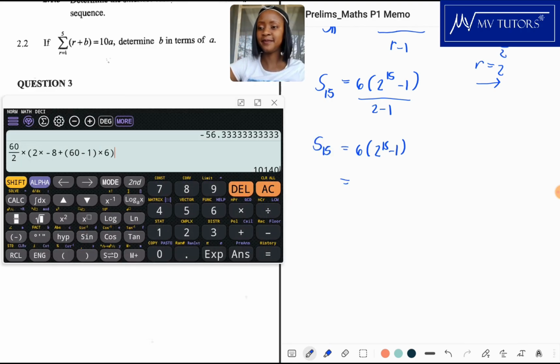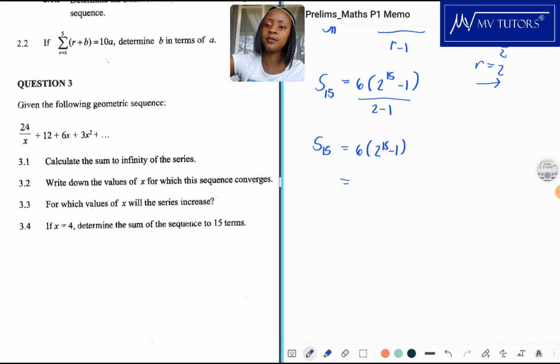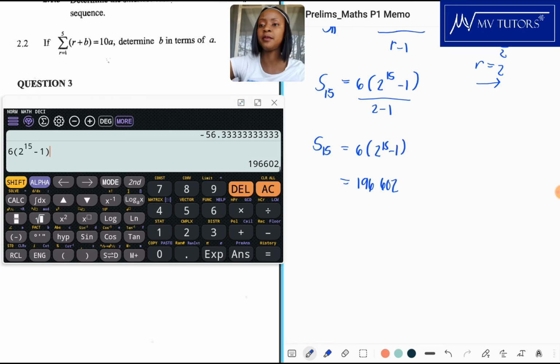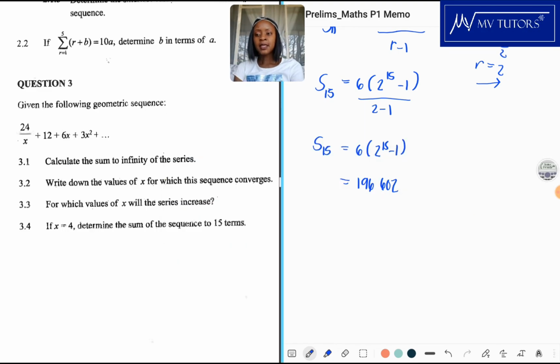So let's see. We have 6 times 2 to the power 15 minus 1. Okay, so 196,602. Yeah, 602. So that is the sum of the sequence to 15 terms, and this is it with question 3.